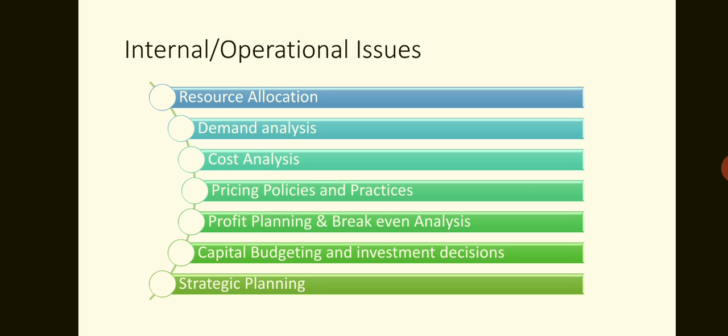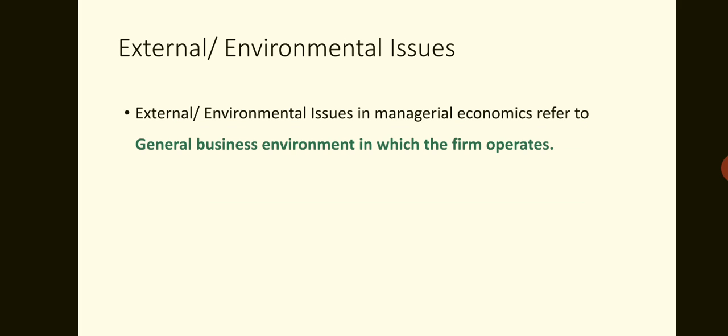Then strategic planning about what we are going to do in the long term. Next is external or environmental issues. External or environmental issues in managerial economics refer to the general business environment in which a firm operates. A firm operates where there are competitors, customers, suppliers, public, government. The firm is making business with all of these parties. So it is a general business environment in which a firm operates, that is external or environmental issues.